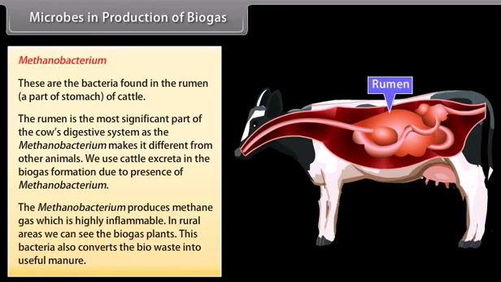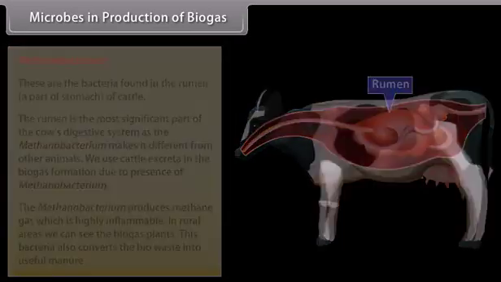The methanobacterium produces methane gas which is highly inflammable. In rural areas, we can see the biogas plants. This bacteria also converts the biowaste into useful manure.